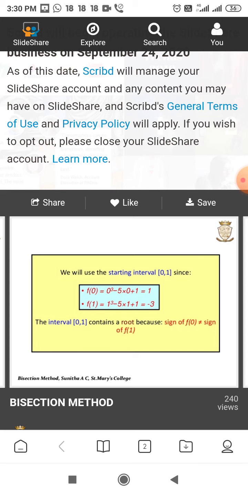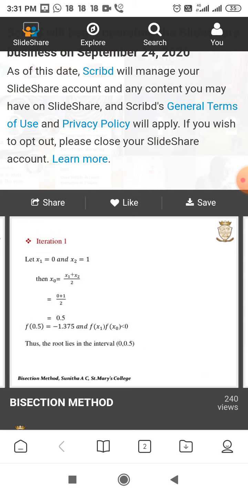So the initial value is 0, final is 1, and we have to find f(0) and f(1). Putting 0 in the expression gives 1, and putting 1 gives minus 3. So the sign is different. f(0) and f(1) have different signs. The first value is positive, the other is negative. If the sign changes, then we can say the root lies in between. So the root lies in between 0 and 1, because f(0) is positive and f(1) is negative.